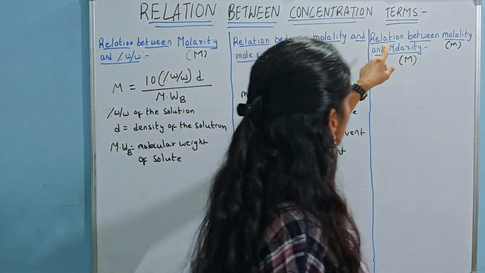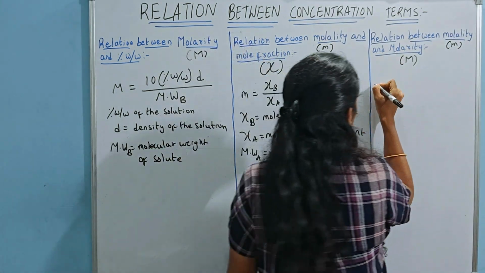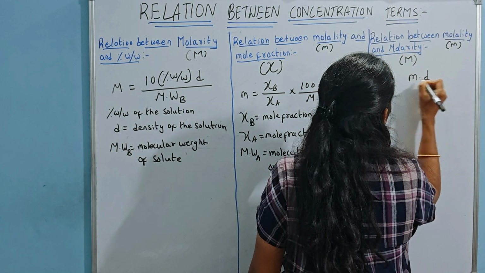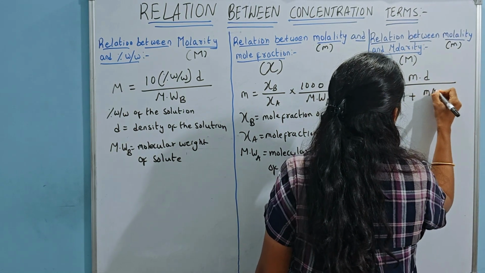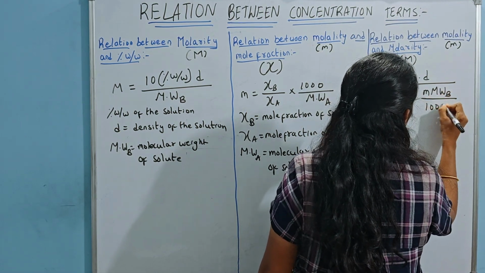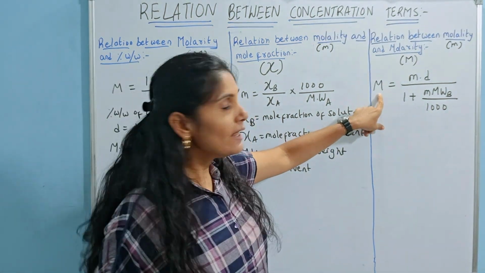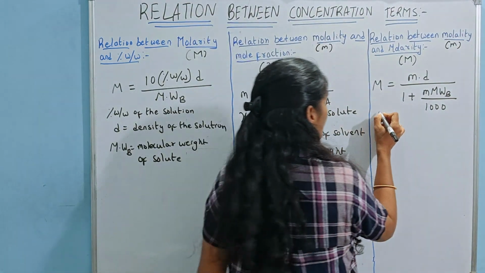Now the next relation is the relation between molality and molarity. How to write this? Molarity is equal to M into D divided by 1 plus M into molecular weight of B divided by 1000. Now each and every term, what is that? If you are getting confused, I will write here. Capital M is molarity, small m is molality. This you people already know. Now what is D?